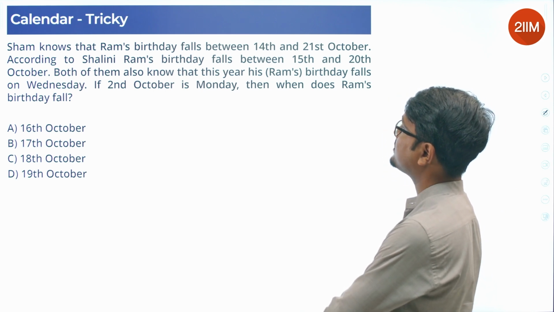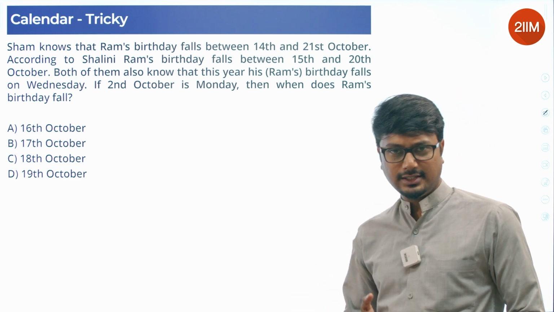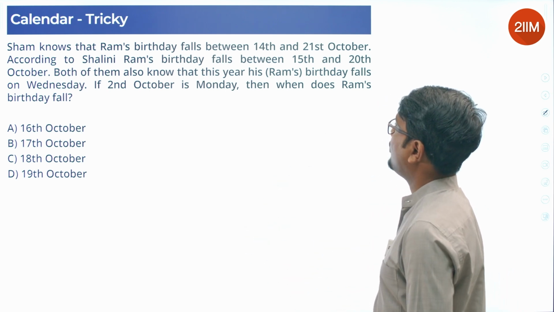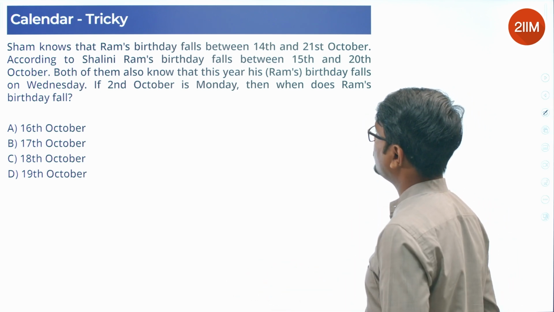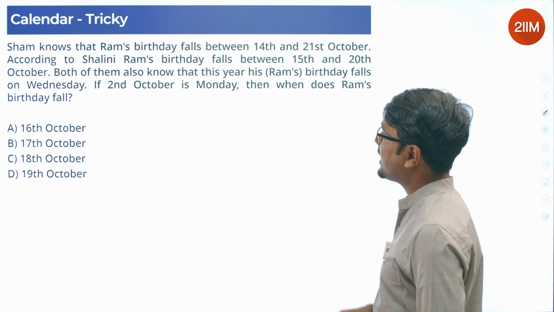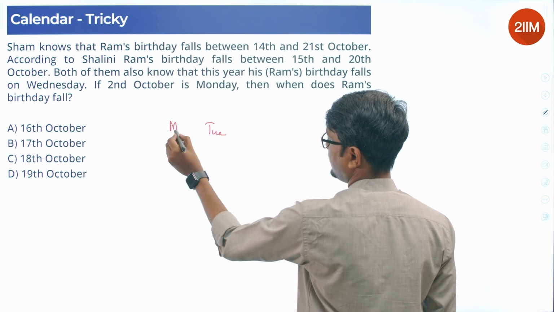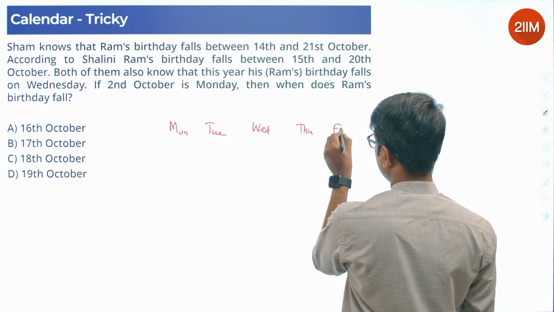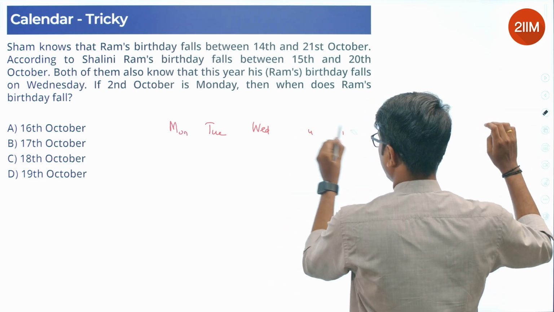Calendar. Shyam knows that Ram's birthday falls between 14th and 21st of October. That is, they are technically focusing on 15th, 16th, 17th, 18th, 19th, 20th. According to Shalini, Ram's birthday falls between 15th and 20th October, so even reduced. Both of them also know that this year Ram's birthday falls on Wednesday. We have the clue there. If 2nd October is Monday, we'll think as per the calendar: Monday, Tuesday, Wednesday, Thursday, Friday. The question is Wednesday, so no need to worry about Thursday and Friday.